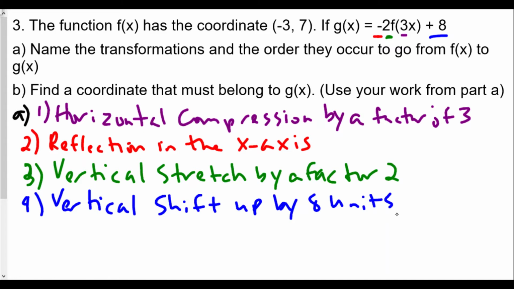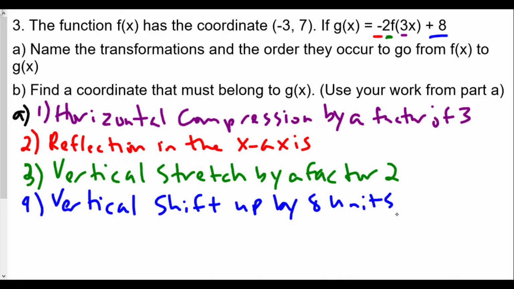You guys named the transformations, and we see here there are 4 different transformations. Now for part B, we're going to be taking our coordinate of -3, 7 and transforming it through these 4 transformations to get our coordinate on g of x. See, we don't know any coordinate except for -3, 7 transformed through all of these 4 transformations. That end result will be the coordinate on g of x.